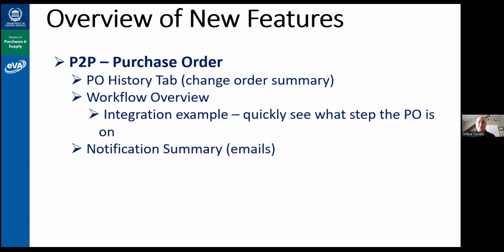So we're going to move very quickly over to our P2P tool, our procure to pay tool, and specifically with purchase order. There's a PO history tab now on the left-hand menu that shows you a change order summary. That's pretty neat. There is a workflow overview.